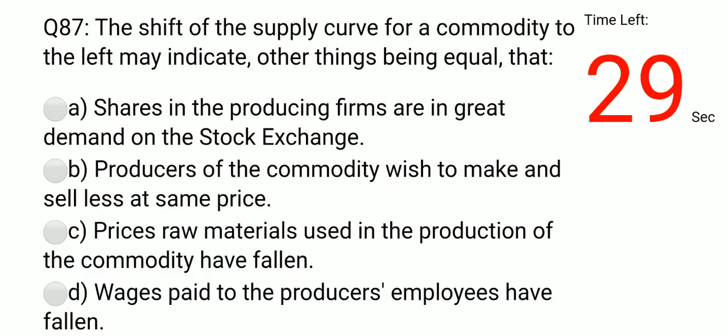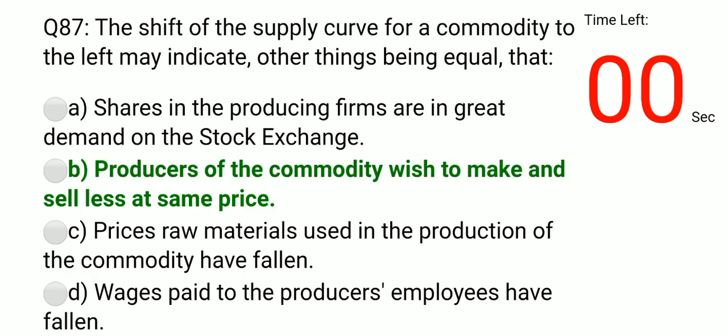Question 87. The shift of the supply curve for a commodity to the left may indicate, other things being equal, that. Options. A. Shares in the producing firms are in great demand on the stock exchange. B. Producers of the commodity wish to make and sell less at same price. C. Prices of raw materials used in the production of the commodity have fallen. D. Wages paid to the producer's employees have fallen. Answer. B. Producers of the commodity wish to make and sell less at same price.